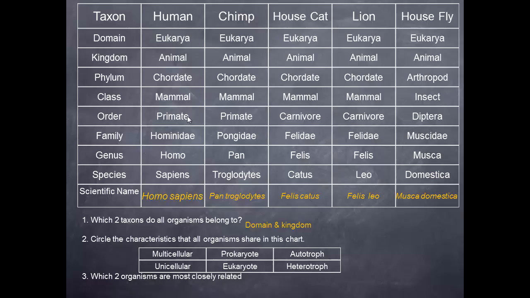So everything in this chart has three things in common. Which three things did you circle that they all have in common? Bailey? They're multicellular. They're all eukaryotes because they have a nucleus. And they're all heterotrophs. Correct.